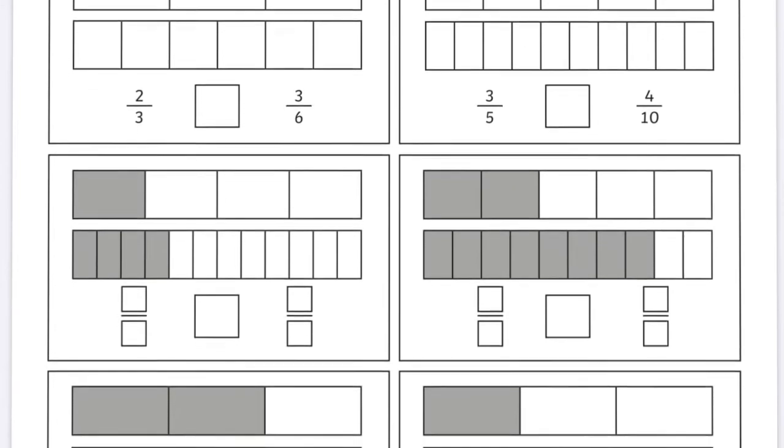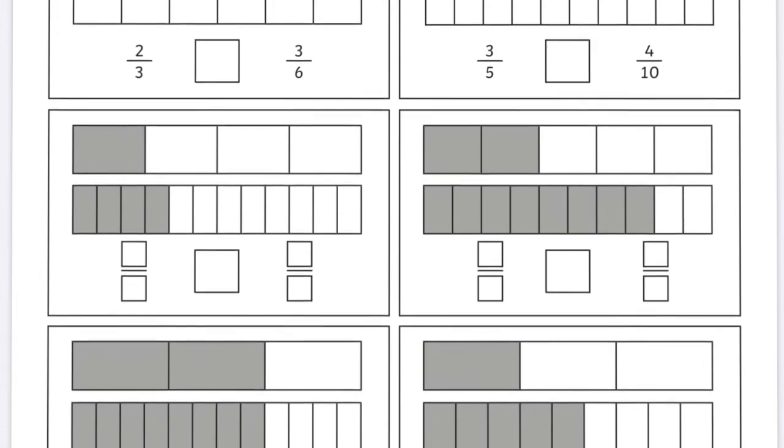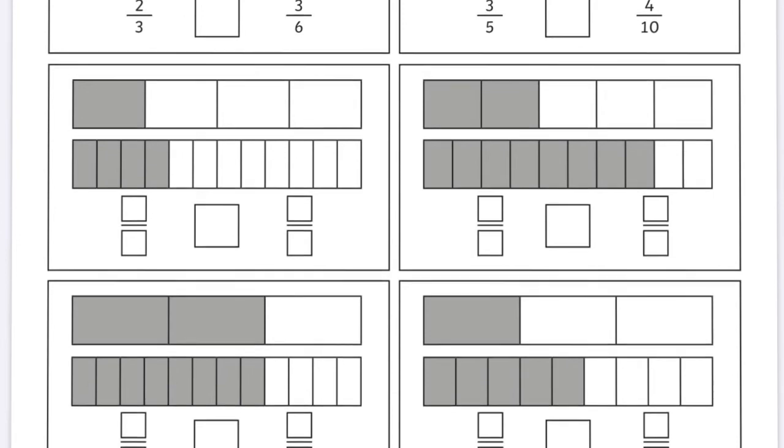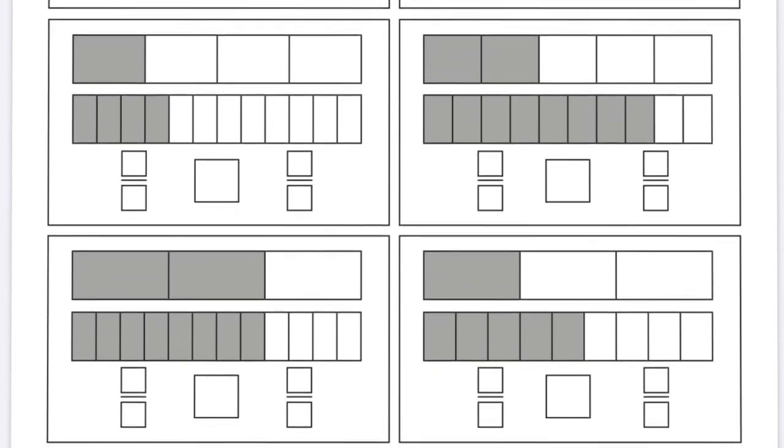Down at the bottom, they are shaded in for you. You've just got to write in what fraction is shaded and then how many parts there are in the whole shape. Good luck, circles. This is a good challenge for you today. Let's see how you get on.